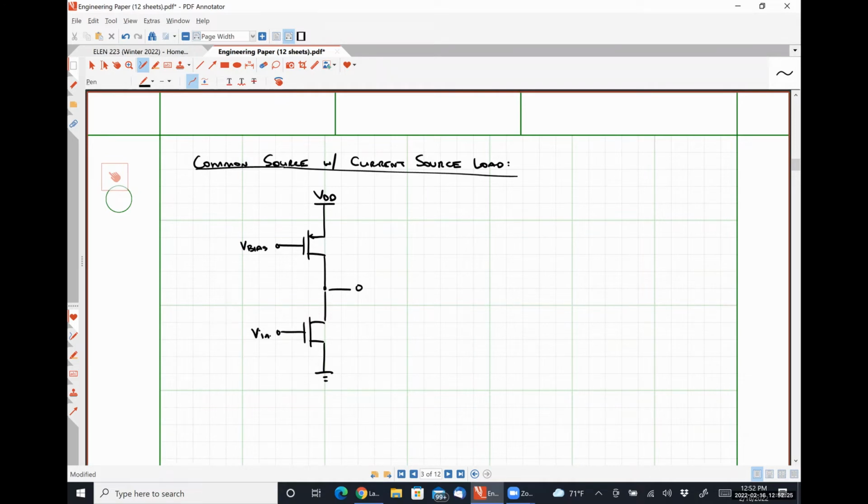So here is V in, here is V out. I'm going to call this transistor on the bottom M1, where this terminal is source 1, this terminal is drain 1, and this terminal is gate 1. And then I'm going to call this transistor M2, where this terminal is drain 2, this terminal is source 2, and this terminal is gate 2.